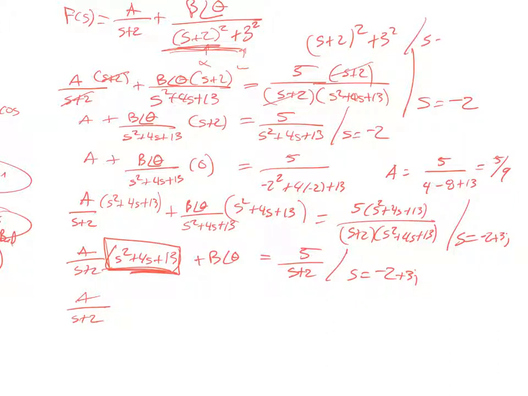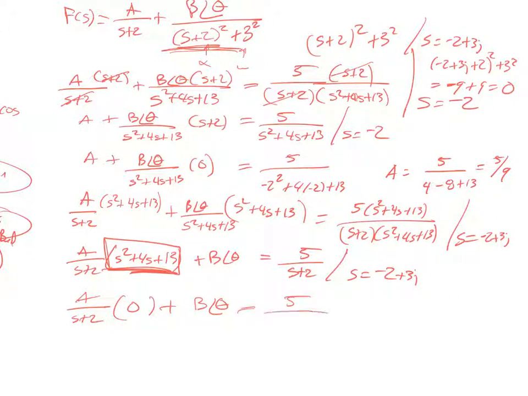If I evaluate at s equals negative 2 plus 3j, what do you end up getting? You have s, which is negative 2 plus 3j, plus 2, squared, plus 3 squared. You can see the negative 2 and the positive 2 cancel. What does 3j squared equal? 3 squared times j squared is negative 9, plus 9. What does that equal? 0. So again, that's why I needed that negative 2 to cancel out the positive 2 there. So this is going to multiply by 0. This doesn't go away.